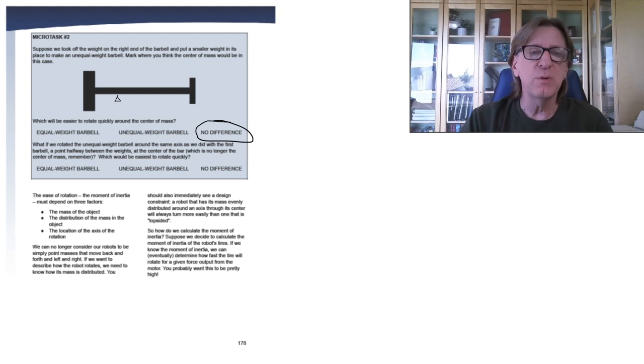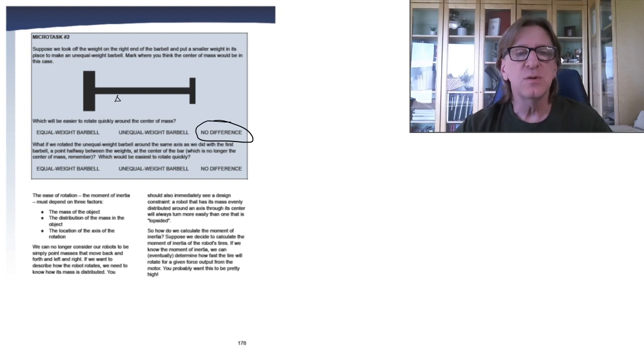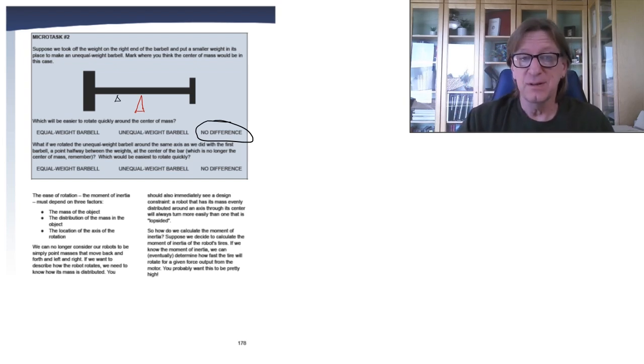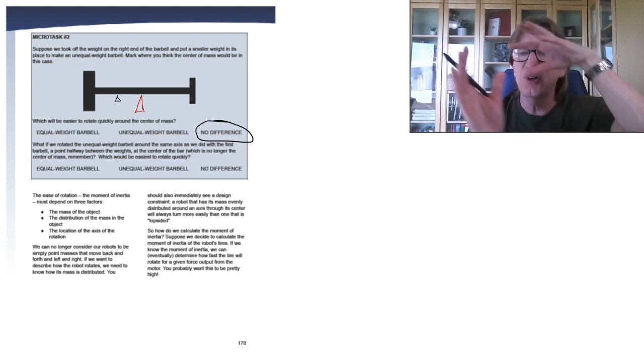So what if we rotated the unequal weight around the same axis as we did in the first one? So let me go back to my red. So let's say that we're rotating it right here. Okay. Which one is going to rotate more easily, the equal one or this lopsided one? So it's fixed here and I'm trying to spin it. Well, it's the equal weight one that is going to be much easier, right? Because it's going to naturally spin about this.